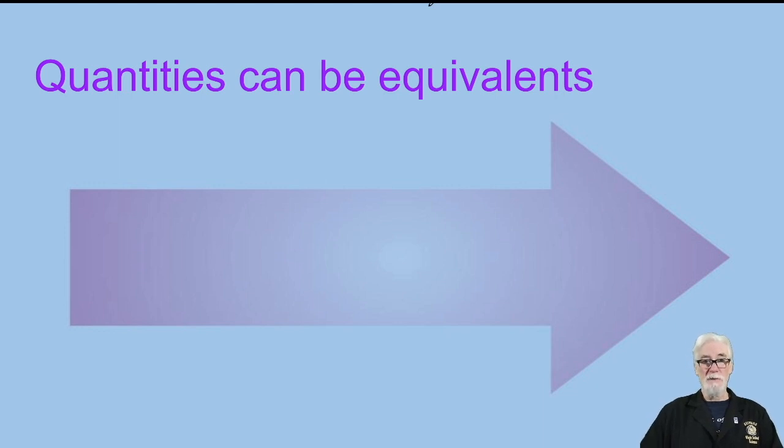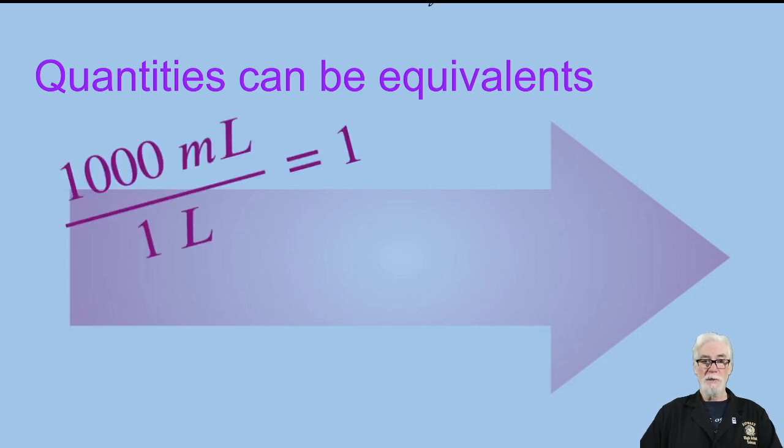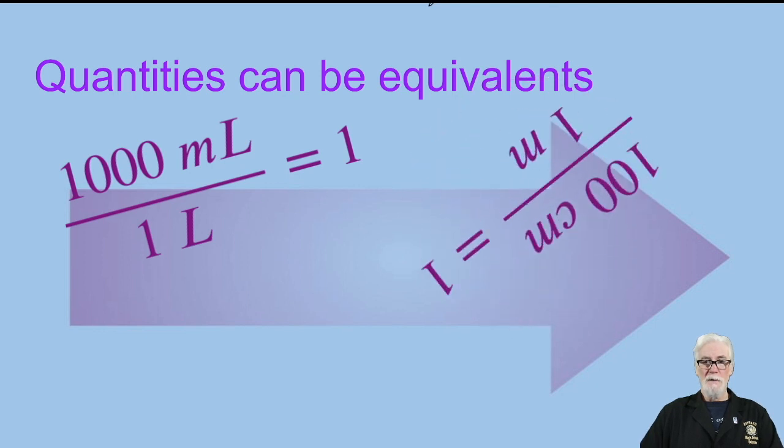Now here's where this becomes valuable. Quantities can also be equivalents of each other, measured quantities. So we were just looking at integers before. But here's an example of a quantity that's an equivalent. 1,000 milliliters is the same volume as a liter. So 1,000 milliliters divided by 1 liter, that's 1. That's like 4 plus 2 divided by 3 plus 3, because the two are equivalent to each other.